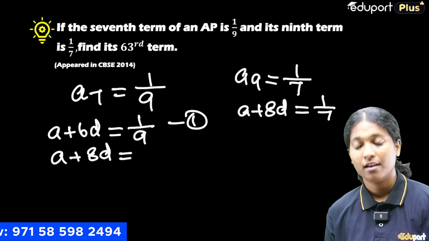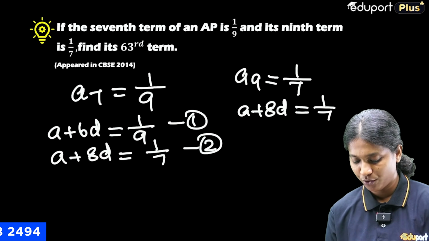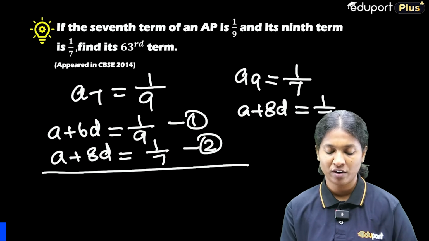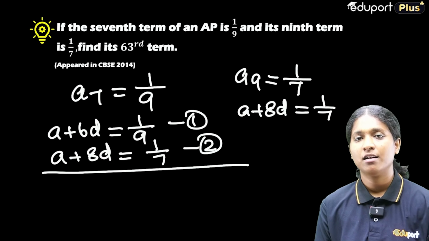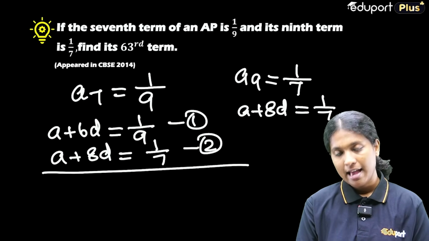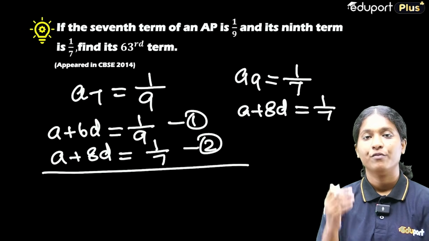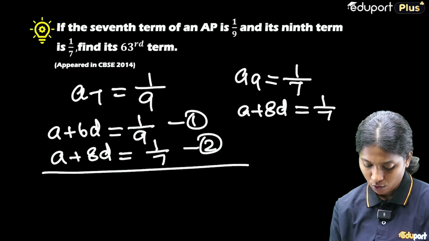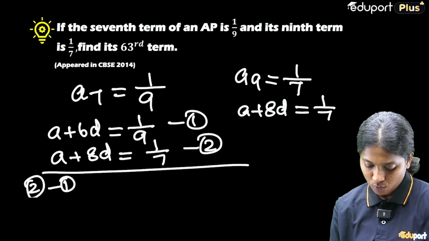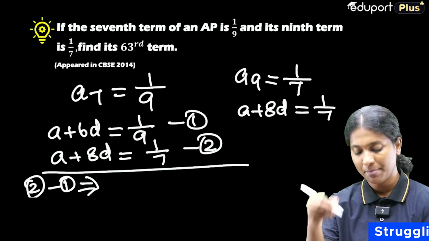So we got a pair of linear equations. Now we can solve it by the elimination method or substitution method or any. So simply, as you can see, A and A are there, so we can subtract and cancel, and then we can find the D. We can make the equations in terms of D. I am doing 2 minus 1. So A minus A will be 0, and 8D minus 6D.